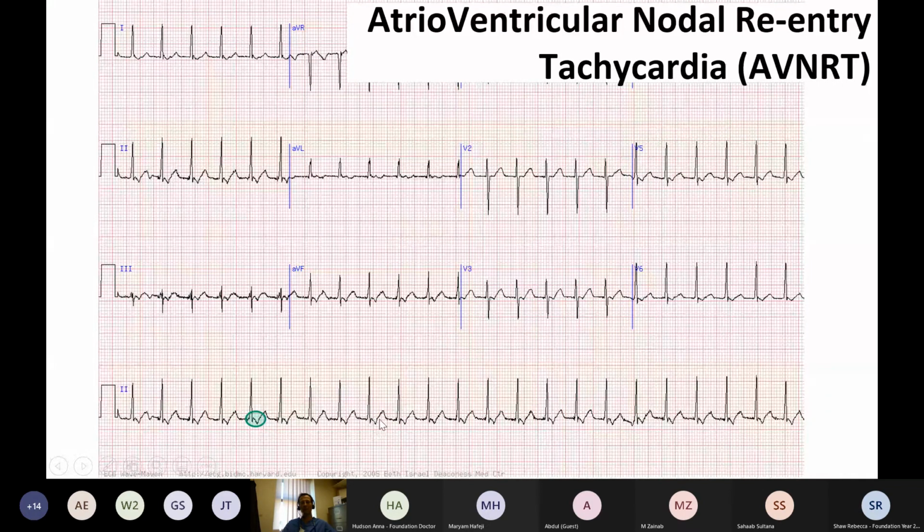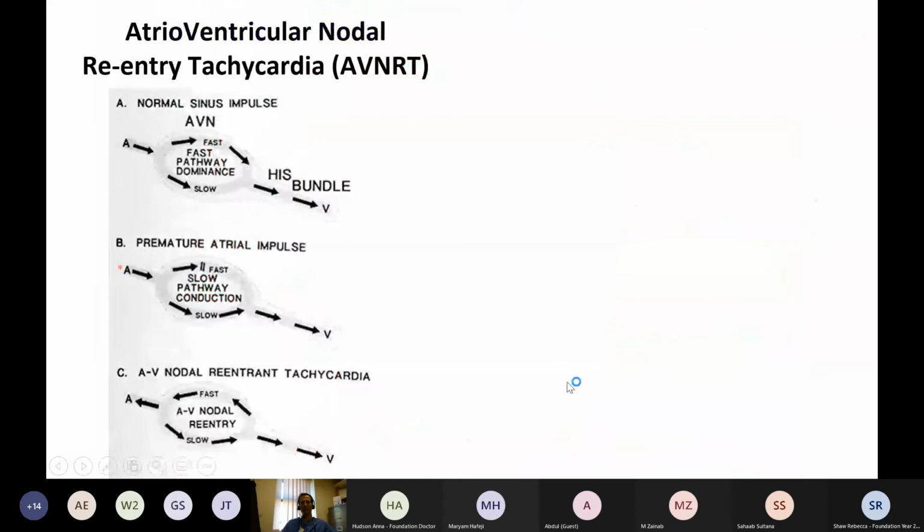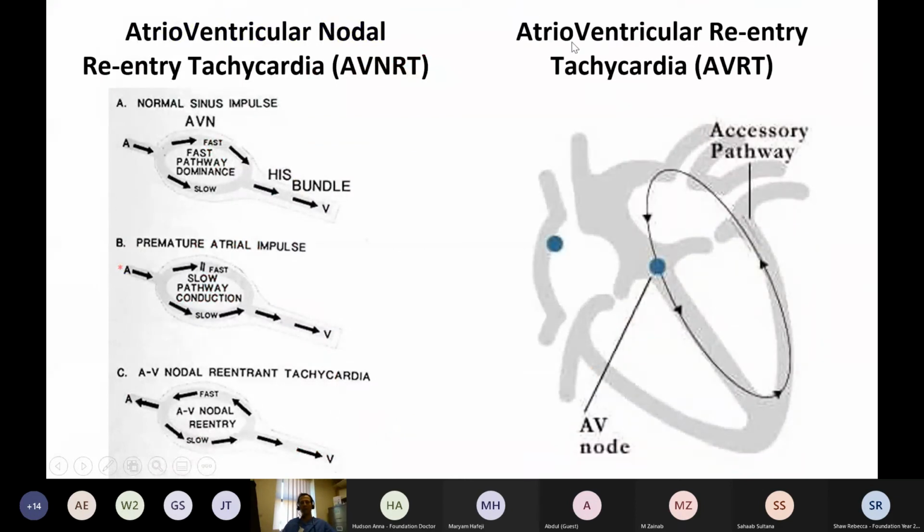They might be buried in the QRS, they might be buried in the T wave. But if you do see them, that strongly points towards an AVNRT. The alternative is an atrioventricular reentry tachycardia.